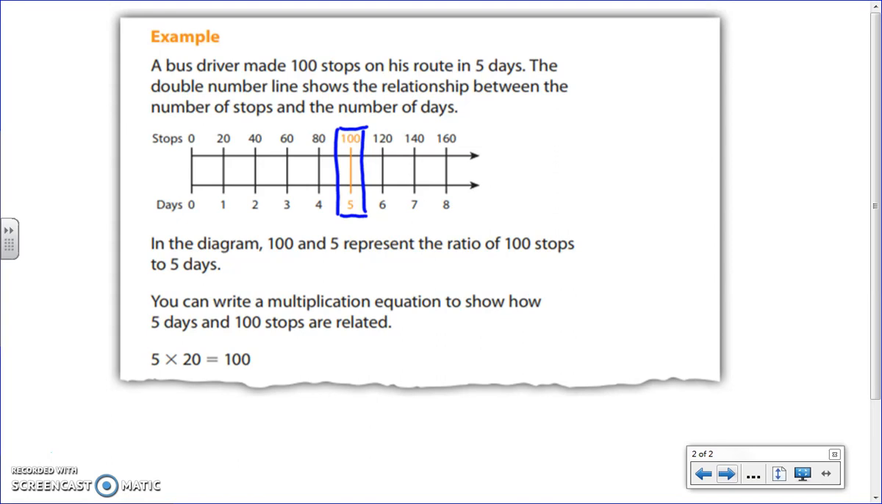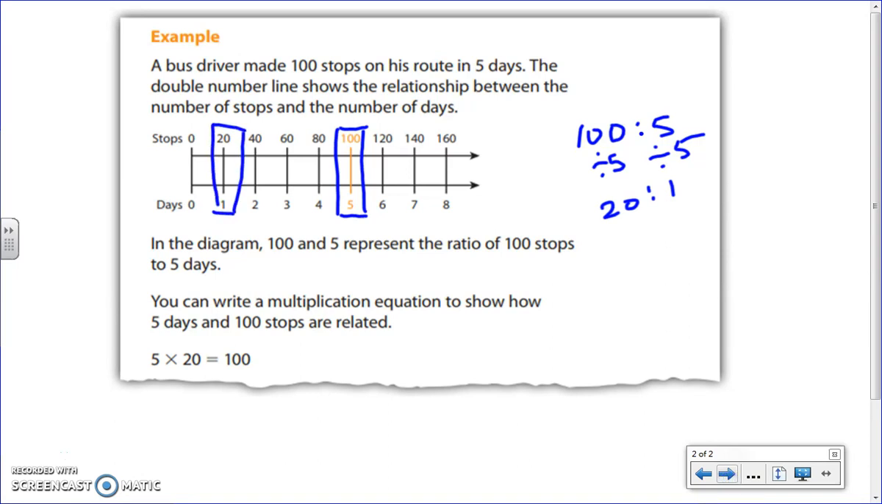There's a lot of different ways we could approach this. One of the ways that I like to approach it would be to find the unit rate. So if we're comparing 100 to 5, 100 stops in 5 days, if I want to know how many stops in 1 day, I could divide by 5. And I would realize that that's 20 to 1.